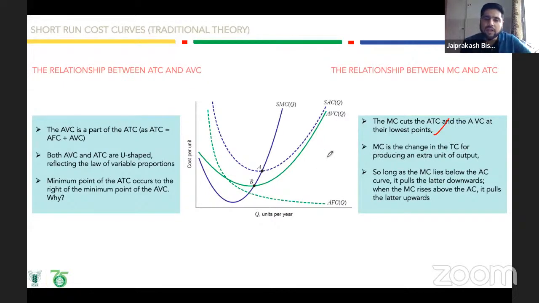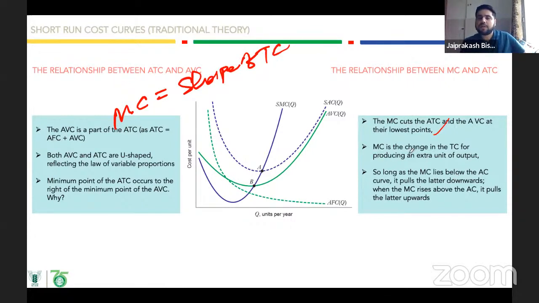I have already said the marginal cost is the slope of your total cost curve. So MC is the change in TC for producing an extra unit of output. What does slope mean? Slope simply means, for producing one extra unit of output, how much input you would be requiring.